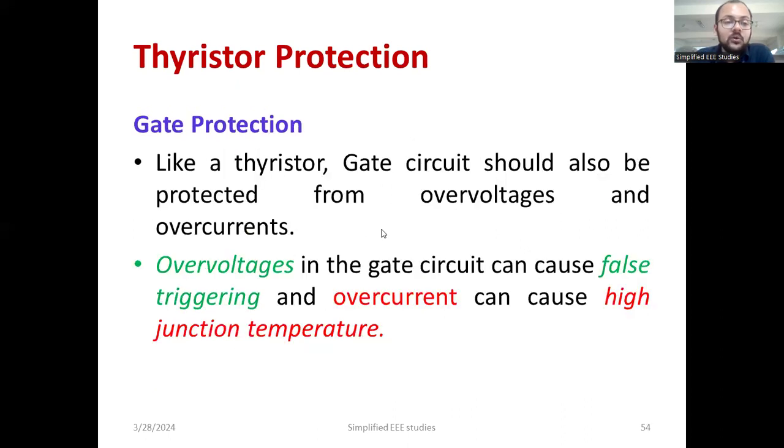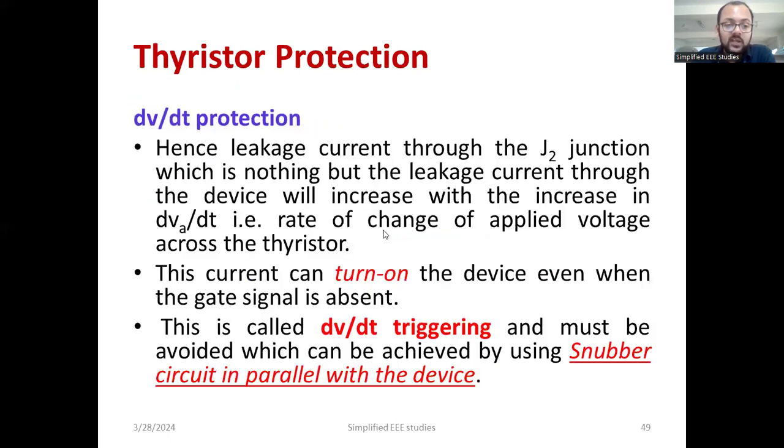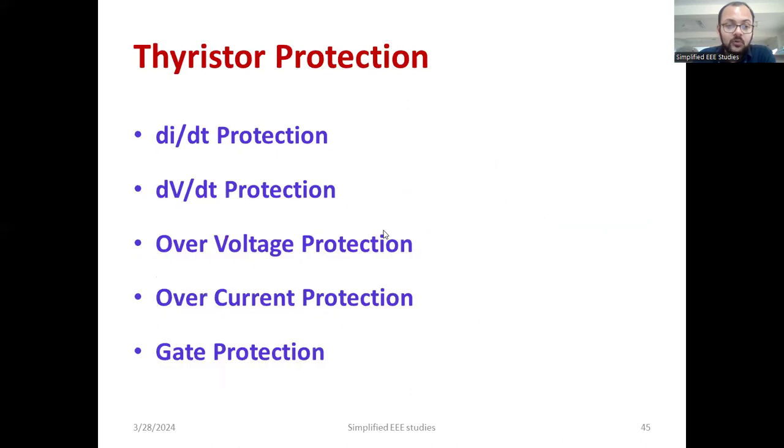If you have any queries related to the four types of protection, note them down: dI/dt protection, dV/dt protection, over voltage protection, over current protection, and ultimately gate protection. If you have any query, let me know in the comment box. In this session, we discussed the various types of thyristor protection, which you can implement for SCR, thyristor, diac, triac, any type of thyristor family. Let me know if you have any questions related to these methods. I'm happy to answer.